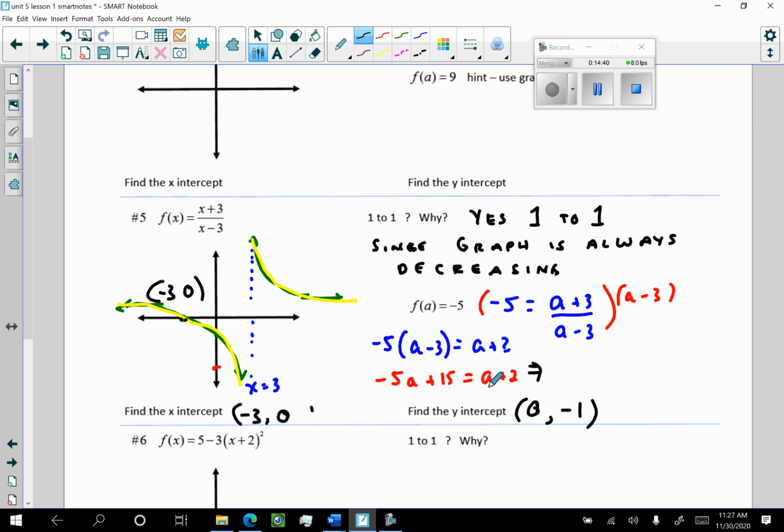If I subtract a, I'm going to get negative 6a. And if I subtract 15, it is equal to negative 12. And that says that a is equal to 2. And right there is my 2. So here's my point 2, comma negative 5. And this doesn't seem important, but it's going to be really, really important when we start talking about inverse functions.